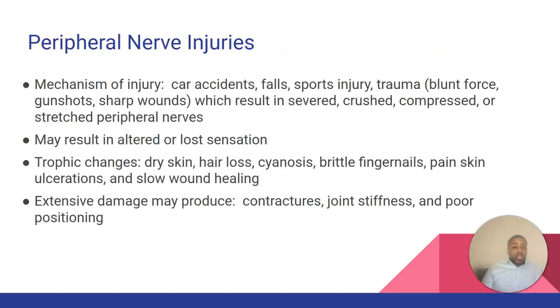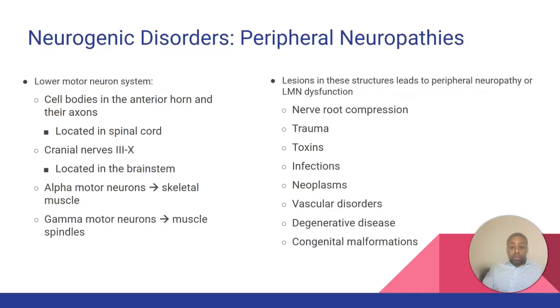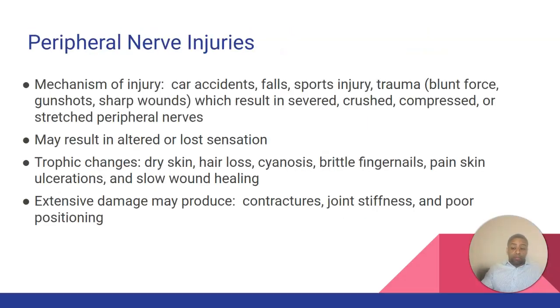There are various mechanisms of injuries when it comes to peripheral nerves. You know, car accidents, sports-related injuries, overstretched nerves, compression. These are the different ways in which these injuries can take place, right? And the types of injuries are compression, trauma, toxin-induced, infection-induced, vascular disorders, degenerative conditions, all affect the peripheral nervous system.